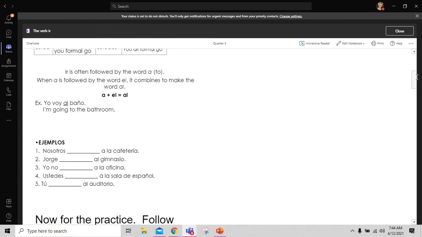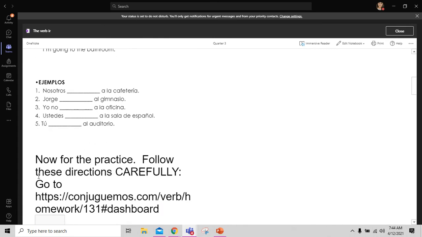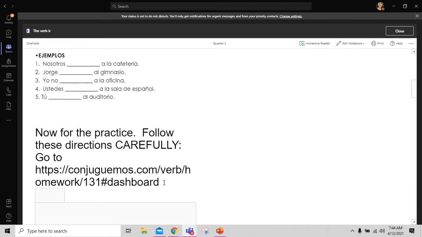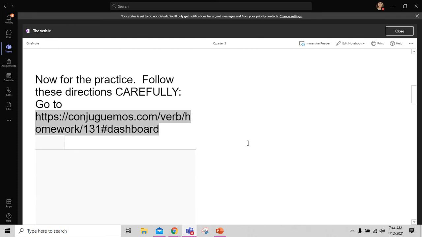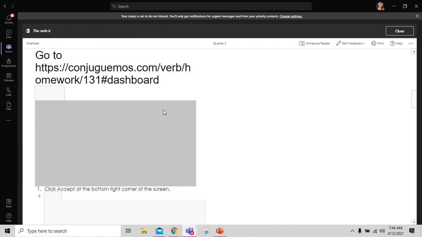Then it says, now for the practice. Follow these directions carefully. This is super important. If you don't follow the directions, you're going to get lost and be like, I don't know what I'm doing. So we're going to go ahead and go to this website. Okay, I'm going to use Control-C to copy. Now, these were all supposed to be pictures. I don't know why they're not there, so I'm just going to show you.